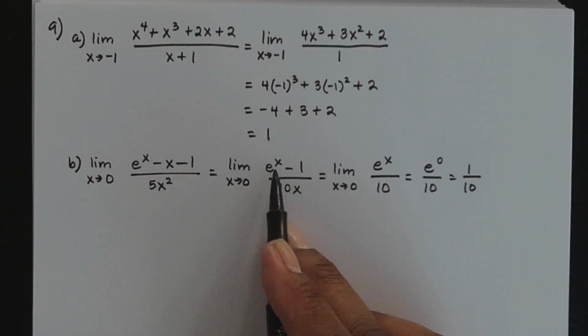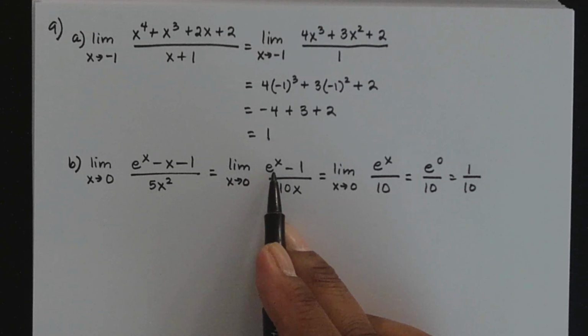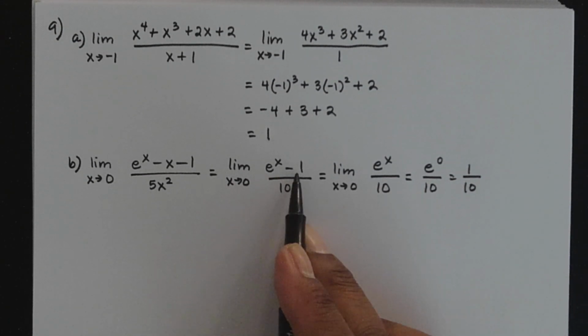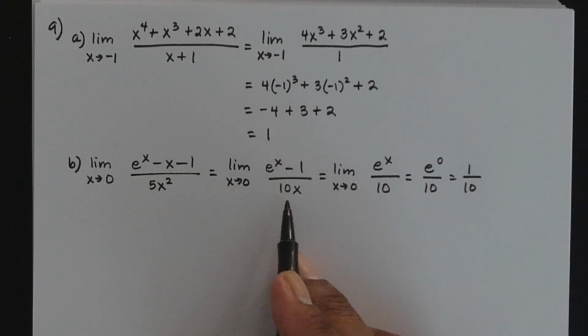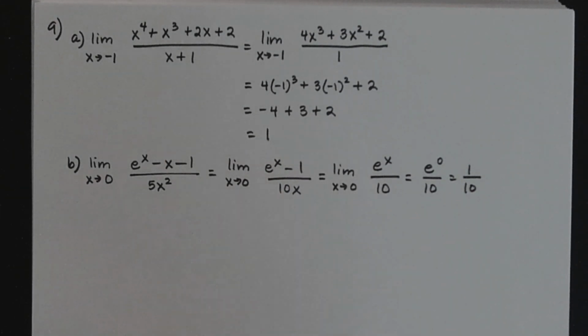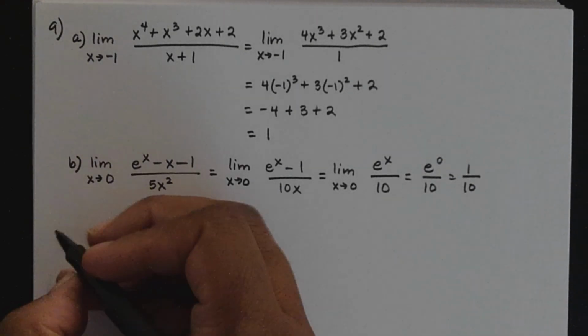If you try to use direct substitution, like in this case right here, if I replace this x with 0, that's e to the 0, which is 1, minus 1, that's 0 in the numerator. The denominator, 10 times 0 is 0. So 0 over 0, that's the indeterminate form. That tells you you need to use L'Hopital's rule. Any other questions?